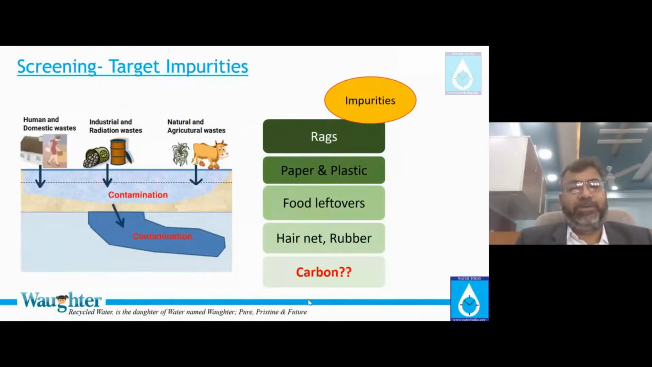What are the target impurities? There are so many: human, industrial, and natural waste, and lots of contaminations. It can be rags, papers, plastic, food leftovers, hair, nets, rubbers, carbon. So many things. Carbon does not mean pollution. Some industries or some sewage treatment plant facilities don't have any carbon. But if it is an industry, there could be material like carbon in this impurity.